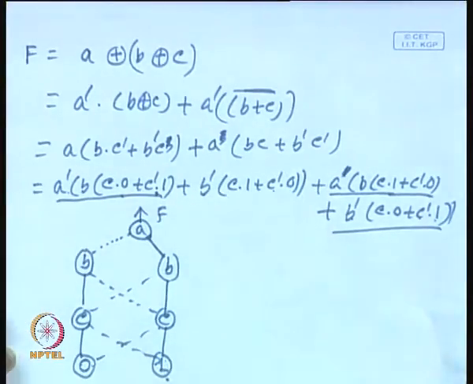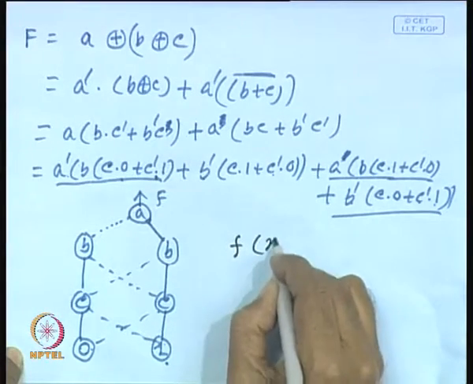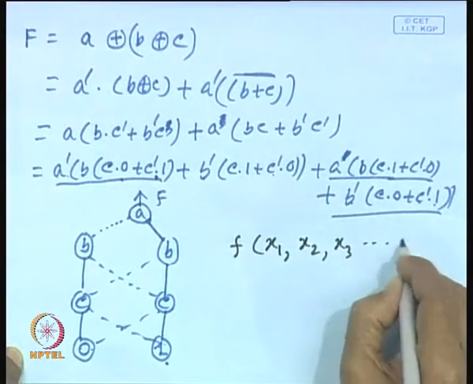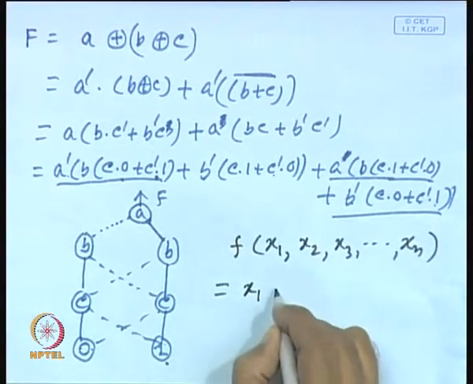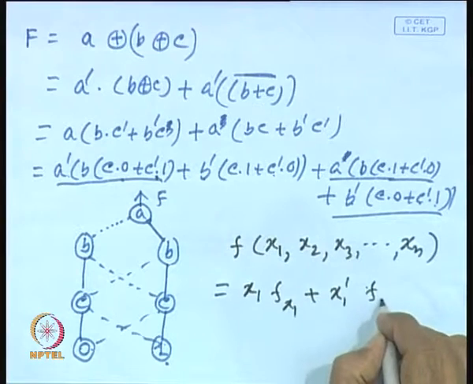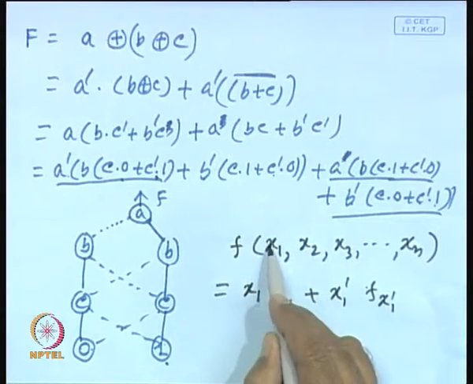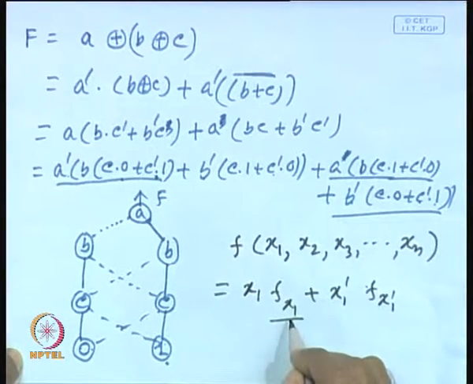Shannon expansion theorem I have already explained with the help of this example. What the Shannon expansion theorem does: say there is a function f which is a function of n variables x1, x2, x3, ..., xn. Now, you can write it in the form x1 f(x1) plus x1 bar f(x1 bar). So, what you are doing? You are expanding around the variable x1. In this case f(x1), which is known as the reduced function, is a function of the remaining variables.